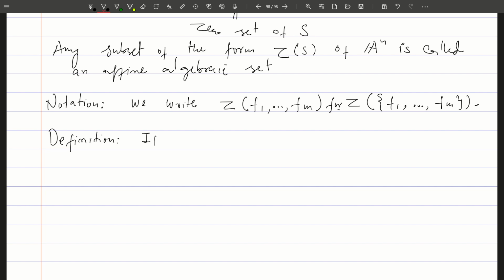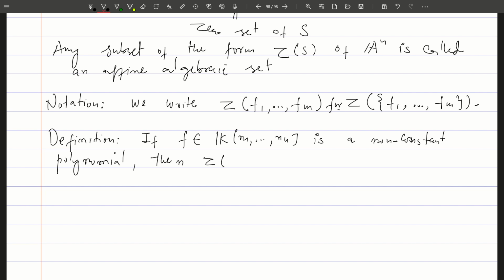So if f is any polynomial in the polynomial ring whose coefficients are in the field k, and suppose this is a non-constant polynomial, then we call the zero set of f the hypersurface defined by f.